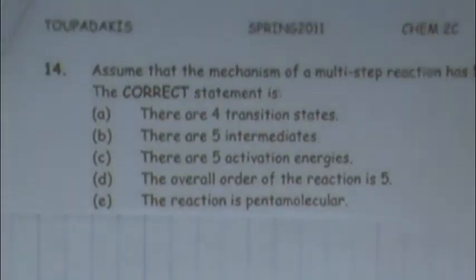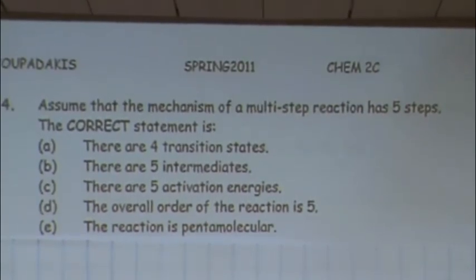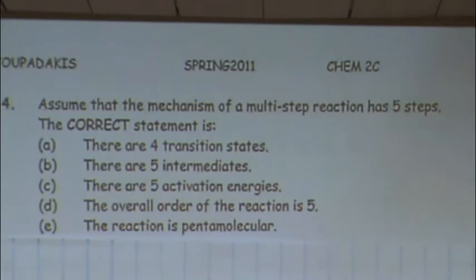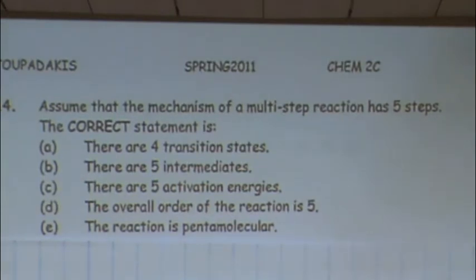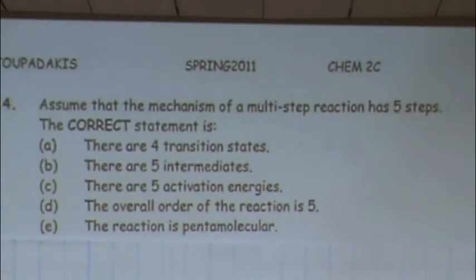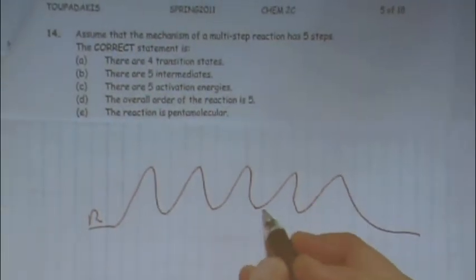How about 14? Let's do 14. Expect similar questions in your exam. What's the answer for 14? We have done this, I think, in midterm number 2, if I remember well. Immediately, when you have this type of problem, what do you do? 5 steps. That means, look, reactants, right? 1, 2, 3, 4, 5. Because every step has what? An activation energy. Is that true? So, 1, 2, 3, 4, 5.